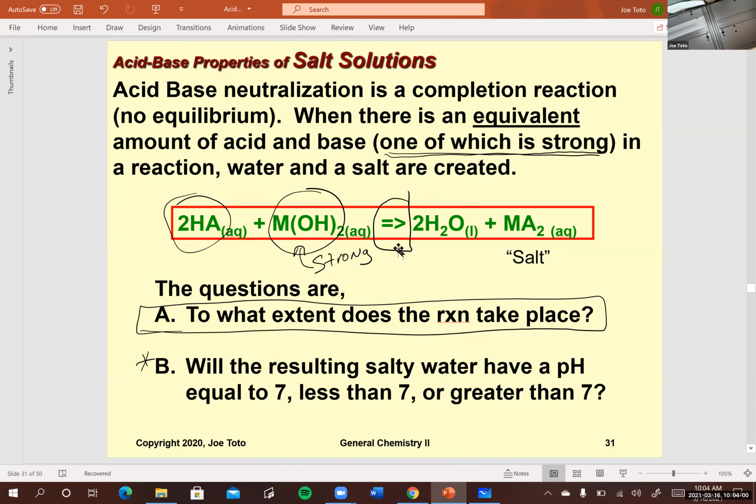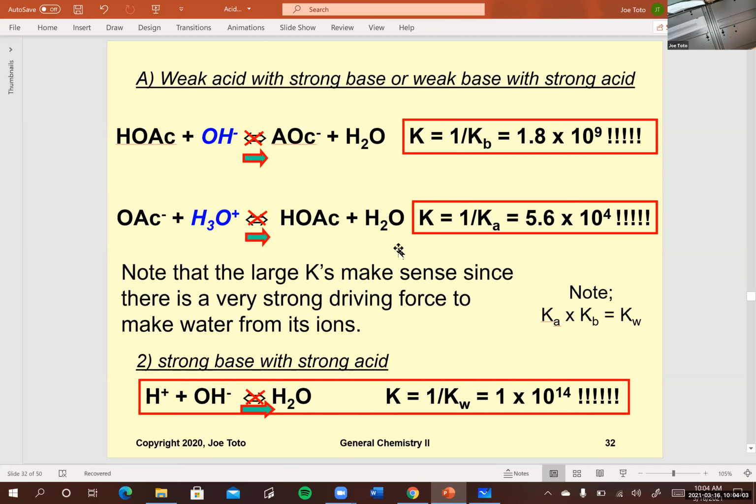Let's see why. First of all, the extent of a reaction. So here I have two possible reactions, and I want to gauge where the equilibrium lies. Here I have HOAc. This is acetic acid. I just abbreviated acetate with an Ac.